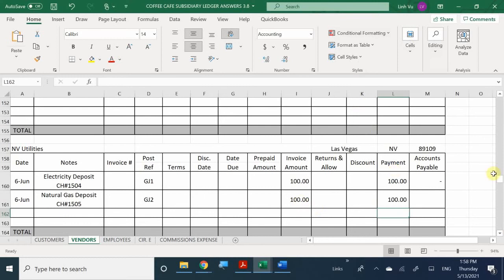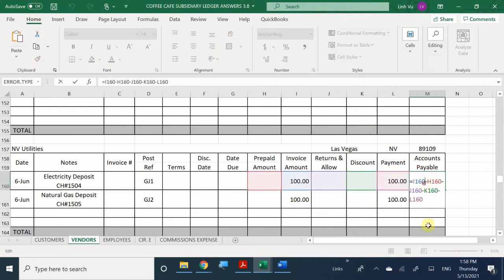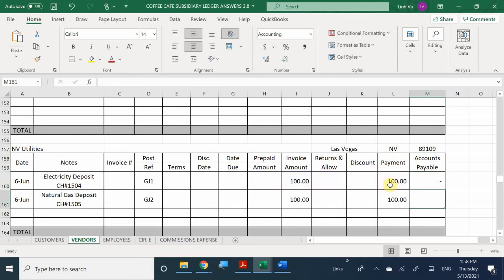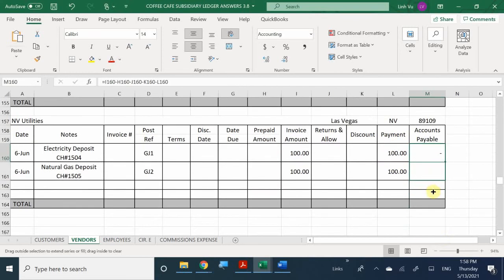So therefore, this formula that you placed in here, where you took the invoice number, subtracted the prepaid, the returns and the discounts and the payments, you can drag this formula and copy it all the way down to the bottom of your table. What that does is every time you make a transaction, every box that you fill in, it's going to help you calculate a lot quicker.